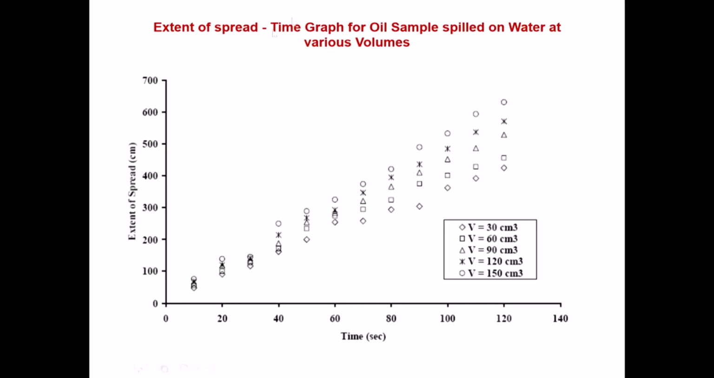And this graph shows the extent of spread, where time is on the x-axis and extent of spread in centimeters is on the y-axis. As you see, between 0 to 20 seconds the spread is very small, and after a span of 140 seconds the spread has reached its maximum. So this is a controlled lab measurement of how the oil spread takes place.